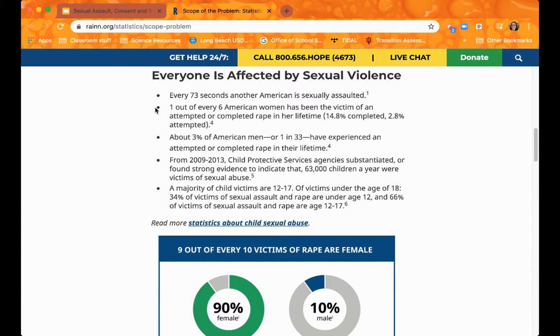So almost a minute. 1 out of every 6 American women, so 1 of 6, count on your fingers, 1, 2, 3, 4, 5, 6. 1 out of every 6 American women has been a victim of an attempted or completed rape in their lifetime. This one down here says about 1 in 33 for men have experienced attempted or completed rape in their lifetime. So that means that 1 in 33 men have been a victim, while 1 in 6 women are a victim.